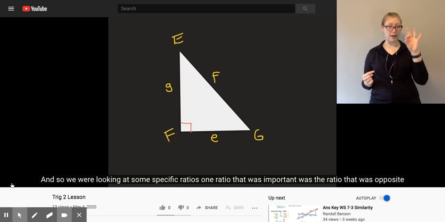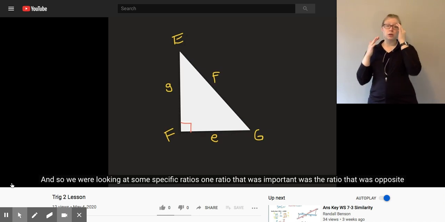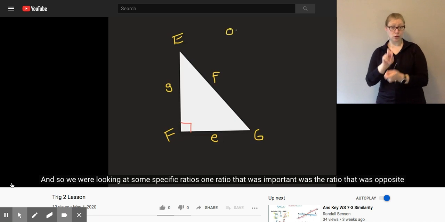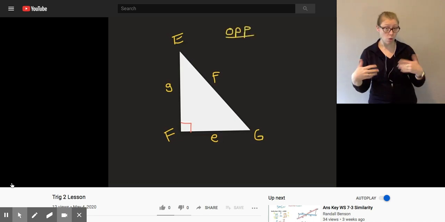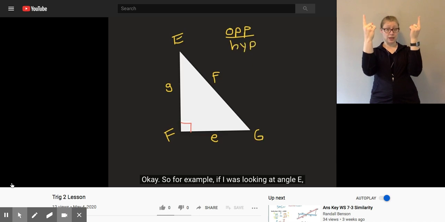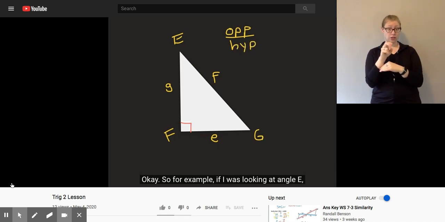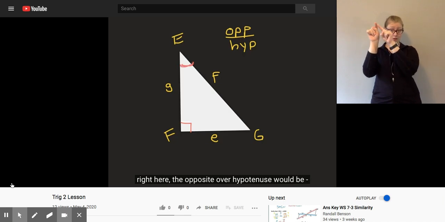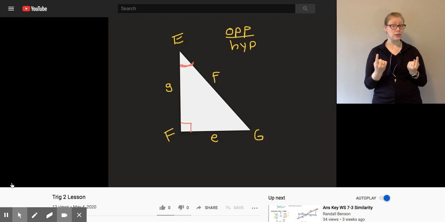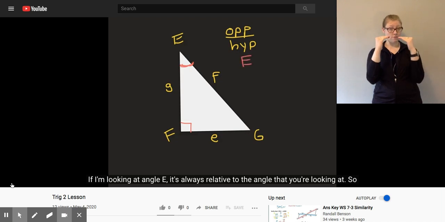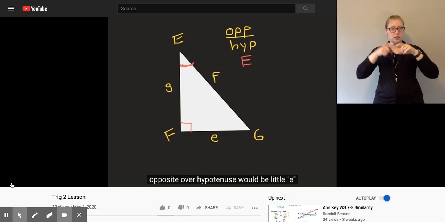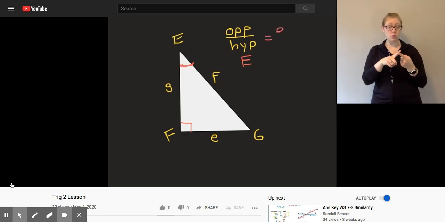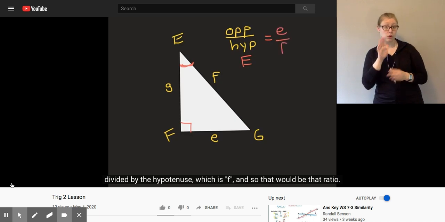All right, and so we were looking at some specific ratios. One ratio that was important was the ratio that was opposite over hypotenuse. So for example, if I was looking at angle E right here, it's always relative to the angle that you're looking at. So opposite over hypotenuse would be little e divided by the hypotenuse, which is F. And so that would be that ratio.